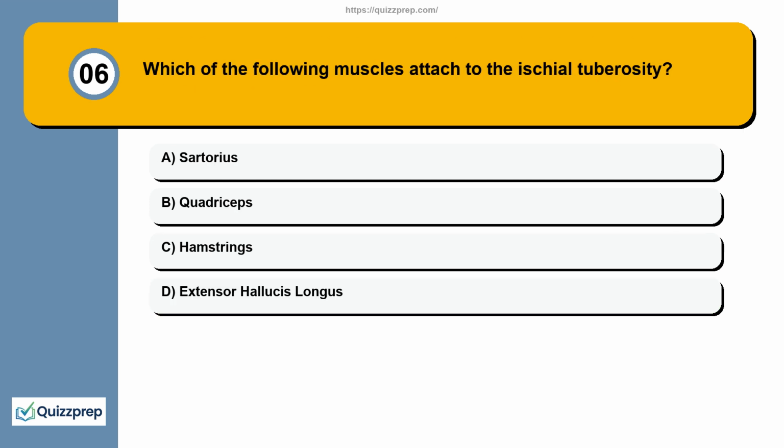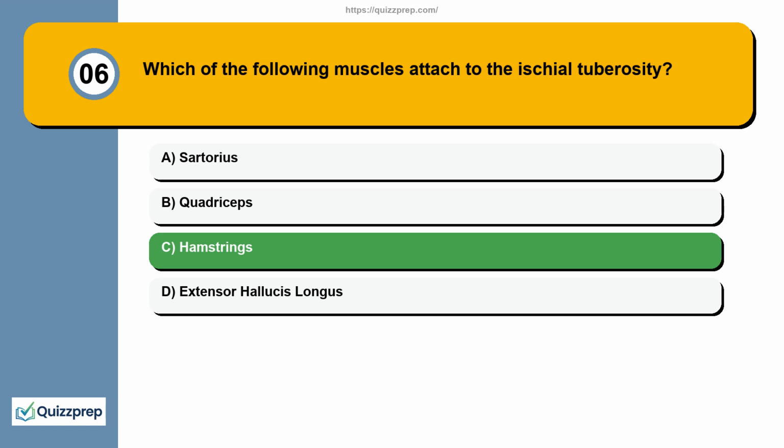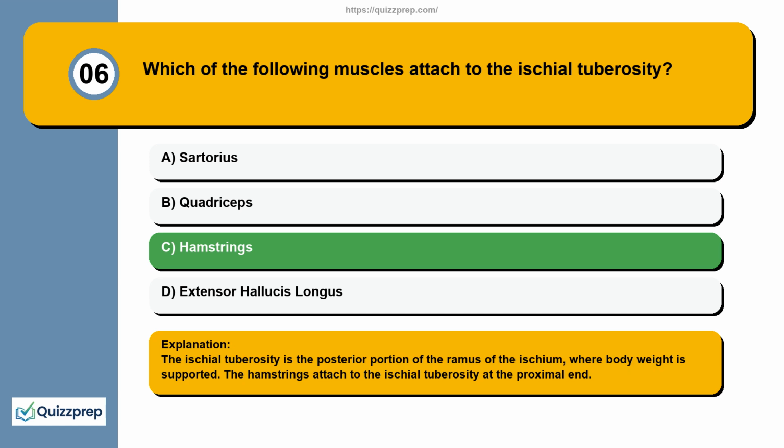Question 6. Which of the following muscles attach to the ischial tuberosity? Sartorius, quadriceps, hamstrings, extensor hallucis longus. The ischial tuberosity is the posterior portion of the ramus of the ischium, where body weight is supported. The hamstrings attach to the ischial tuberosity at the proximal end.